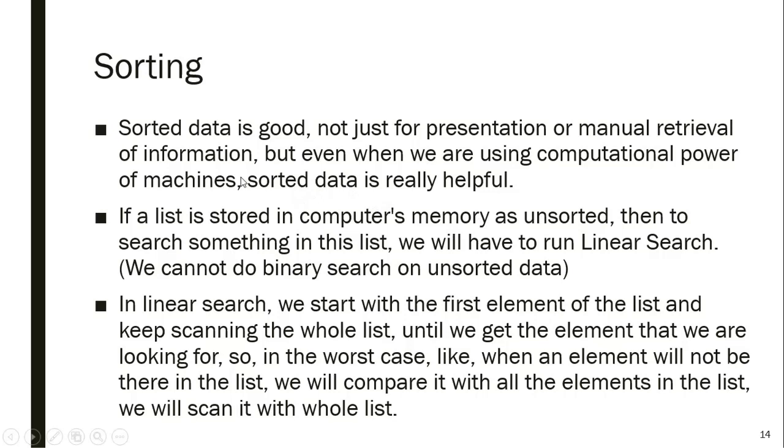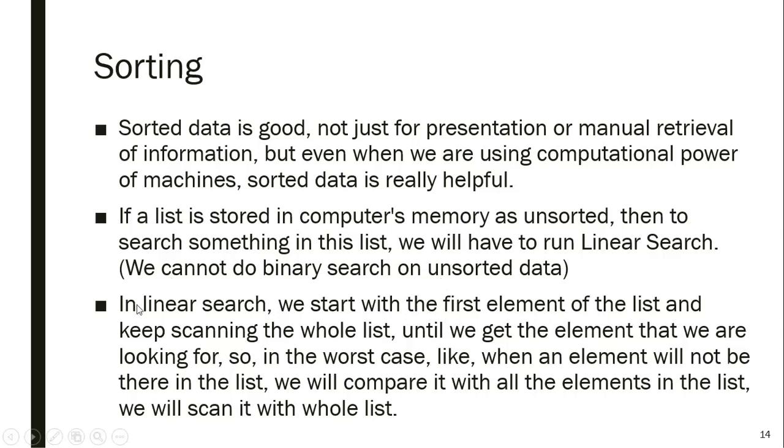Sorted data is good not just for presentation as we saw earlier, or manual retrieval of useful information, but even when we are using the computational power of machines. Now how? Sorted data is really helpful, and I will explain it in later slides. If a list stored in computer memory is unsorted, then to search something in this list, you cannot apply binary search. You have to just run linear search. Why? Because binary search works only on sorted data.